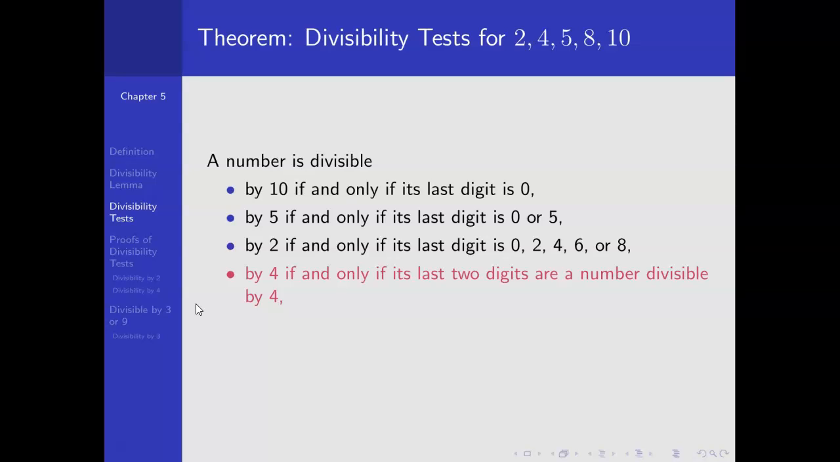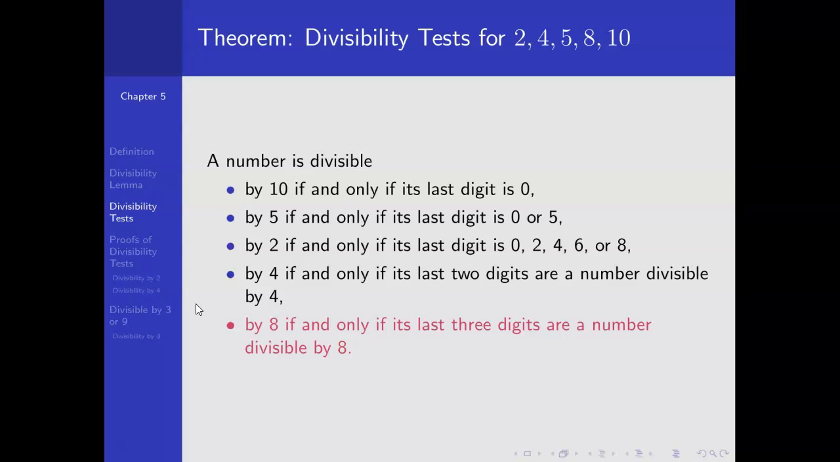And that includes if we had something like 0, 8 as the last 2 digits, we would still consider that to be a number divisible by 4. And for 8, divisible by 8 if and only if its last 3 digits are a number divisible by 8. And again, that would include having a 0 at the beginning. For example, if we had 0, 1, 6 as the last 3 digits, that would still be considered divisible by 8.